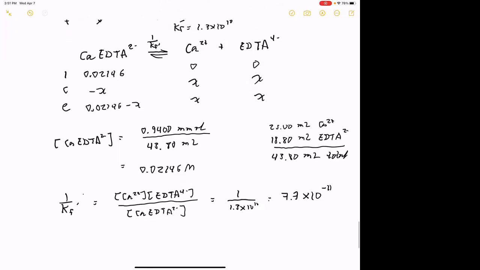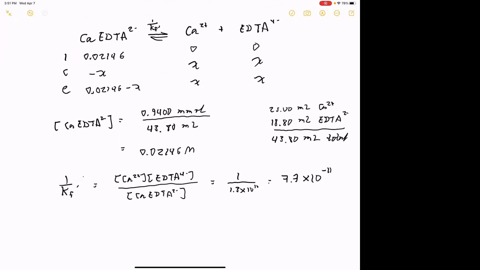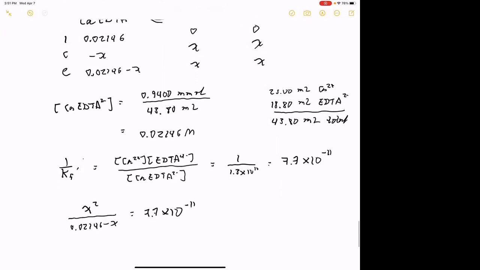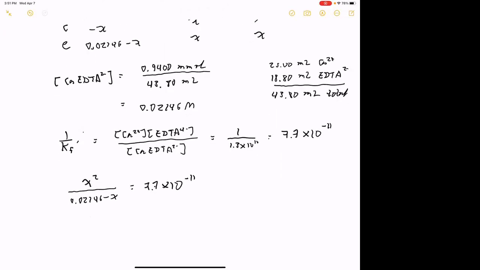That's what you expect. So let's get everything from the E line and stick it in. Calcium and EDTA are both X, so that's going to turn into X squared, over 0.02146 minus X, and all that's equal to the 7.7 times 10 to the minus 11. Did I do that correctly? I think I got it all. So can I simplify this, guys? Make the math easy. Yeah, it doesn't violate the 5% rule and you're going in the unfavored direction, so you can remove that additive X. We'll get rid of that bottom X.